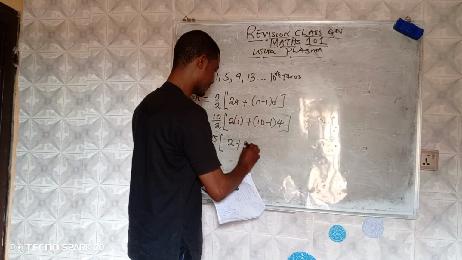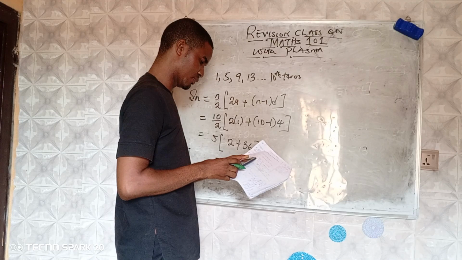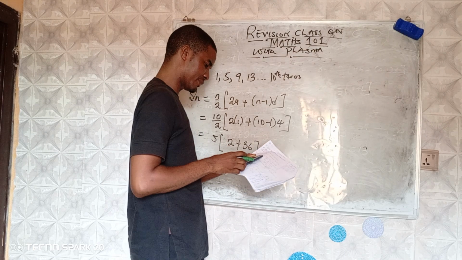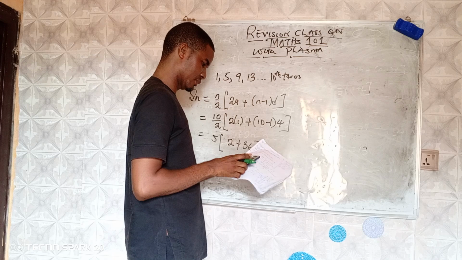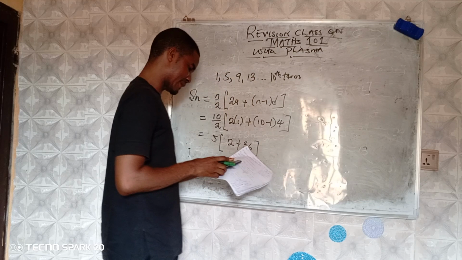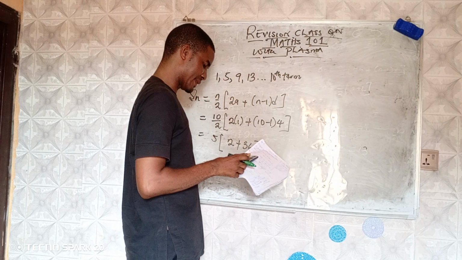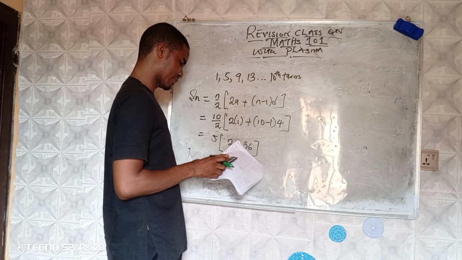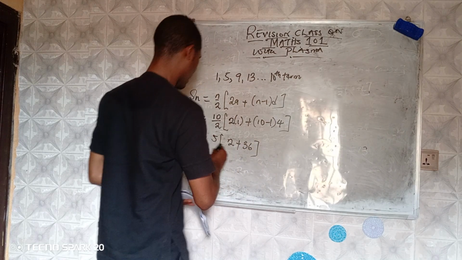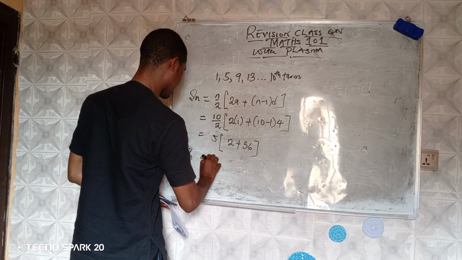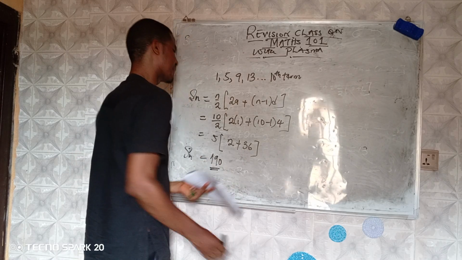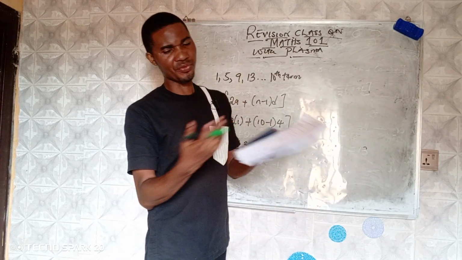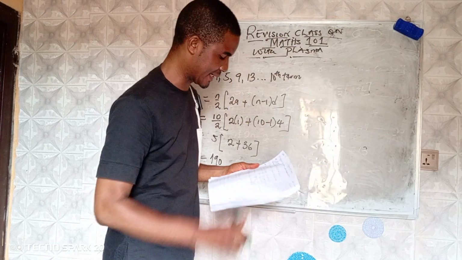is 36 plus 2, 38 times 5, 190. So Sn is equal to 190. So you have seen these two examples, when they give you n and when they do not give you n. I believe that is very clear.